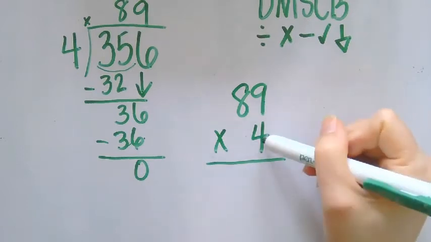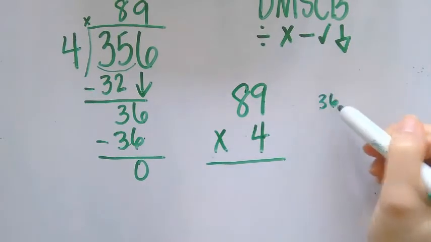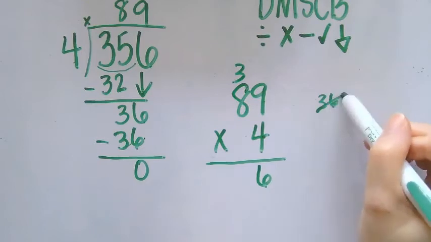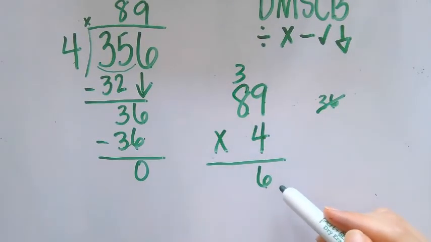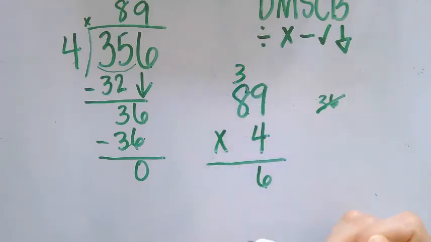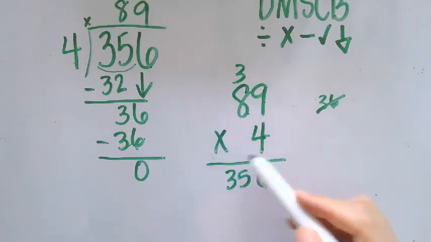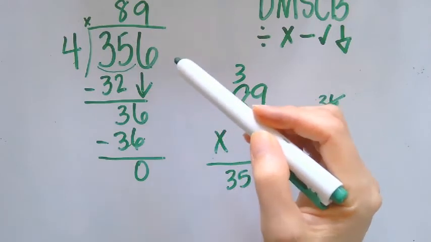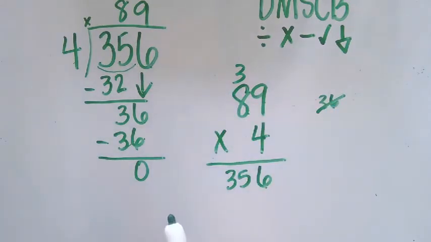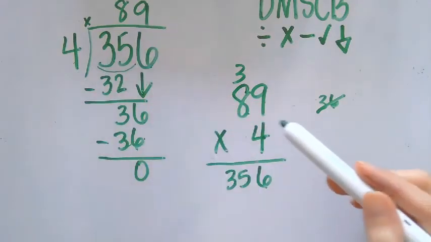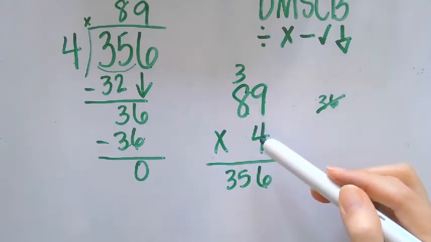So 9 times 4 is, I'll write it off to this side, 36. 6 is in my ones place. 3 goes next door. 8 times 4 is 32. 32 plus 3 is 35. 356 is our product for this problem, and it also matches our dividend for our division problem here. 356 divided by 4 is 89. And this is how we check our work for a division problem using multiplication.